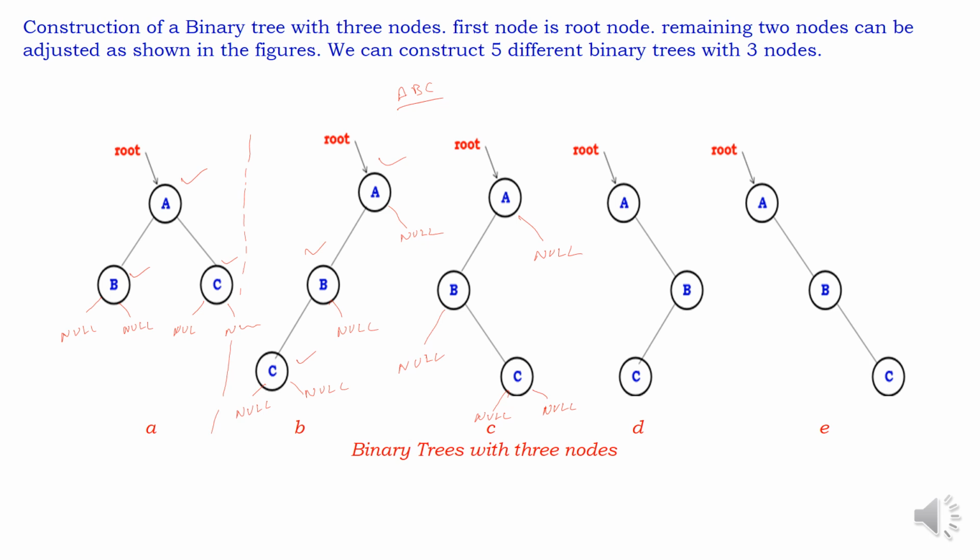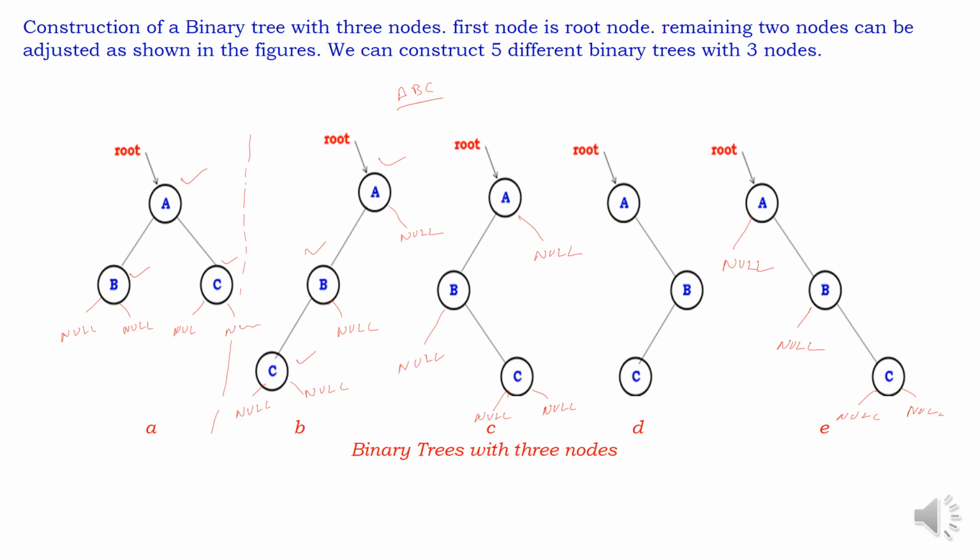In the same fashion, another possibility: A is root node, B is its right subtree, and C is left subtree of B. So this is also one of the examples. And another example is A is root node, B is its right subtree, C is right of B. Now left of A is null, left of B is null, left of C is null, right of C is also null. So this is a binary tree, right? So everywhere there is a maximum of two children.